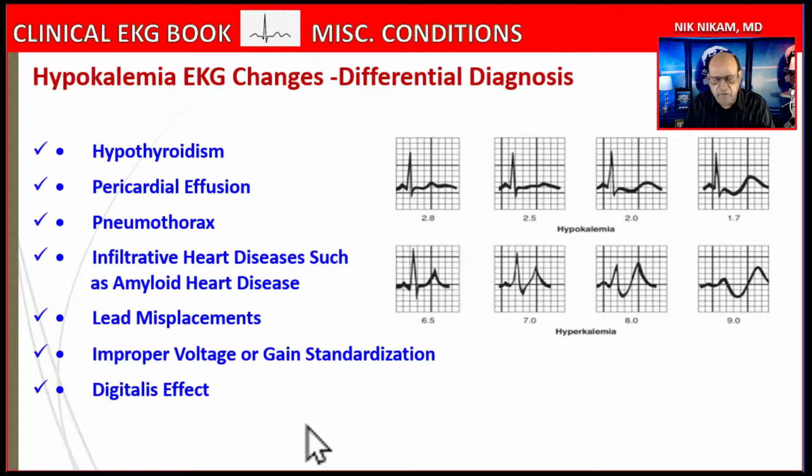Low voltage can be seen in a variety of conditions, and the main thing is to recognize what is the underlying cardiac condition, and it can be seen frequently in patients with hypothyroidism, pericardial effusion, pneumothorax, infiltrative heart disease such as amyloid, we talked about, lead misplacement, voltage gain, and of course digitalis effect.